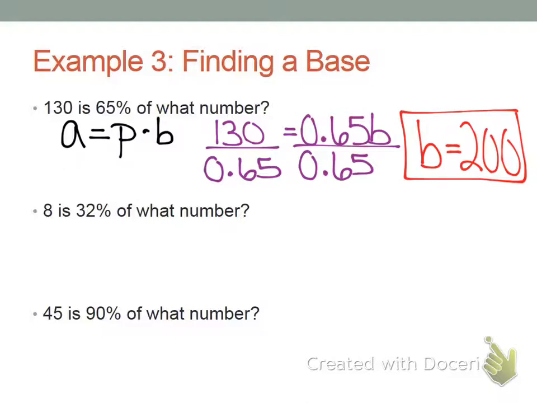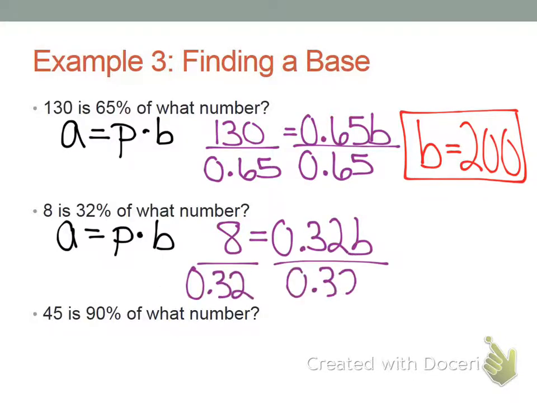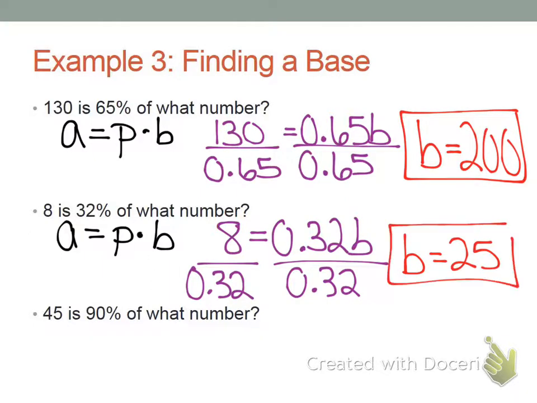All right, now what about the second one? 8 is 32% of what number? All right, solve that one. So 8 goes in for what? A. 0.32. B. What did you get for number 2? 25. B equals 25. Very good. I divide both sides by 0.32.